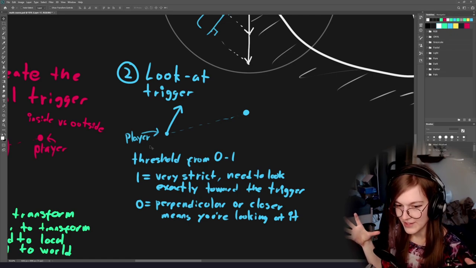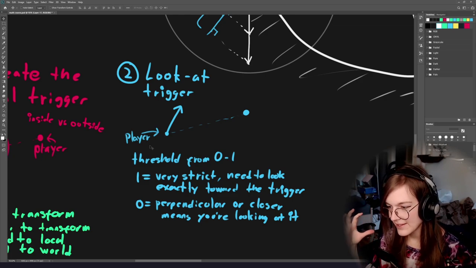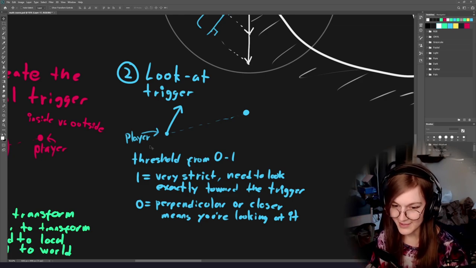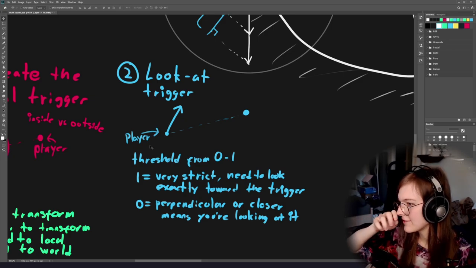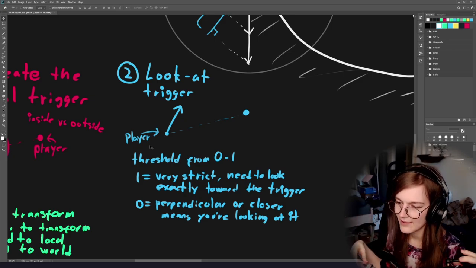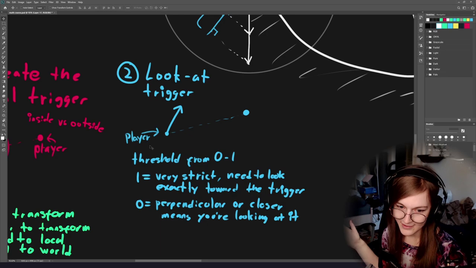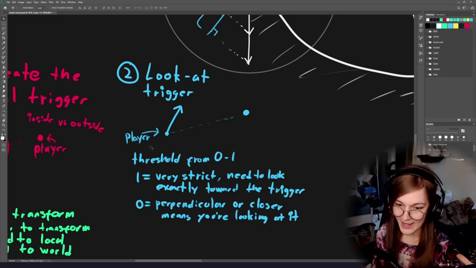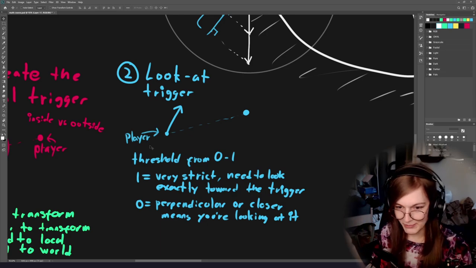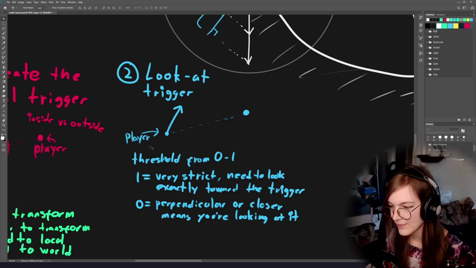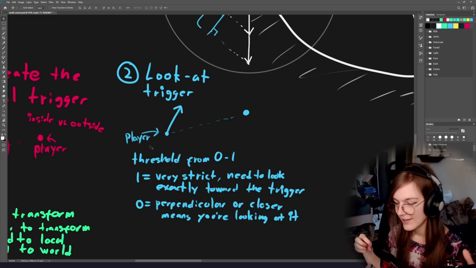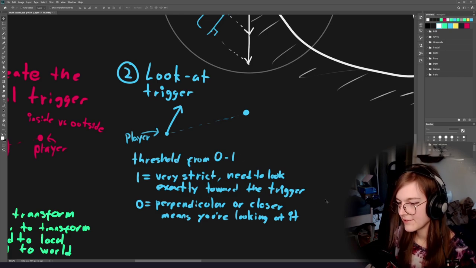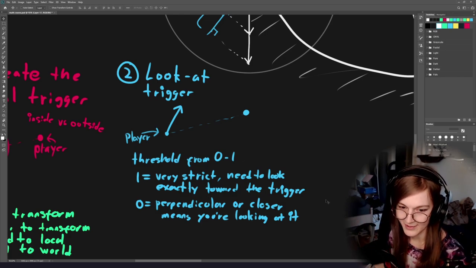But if you look at something that has a bigger radius or a bit of a margin of error, it's easier. And you can imagine this being useful for stuff like a horror game where you want something to happen if the player looks at the spooky ceiling panel in this house. That's a simple use case for how you could use something like this.